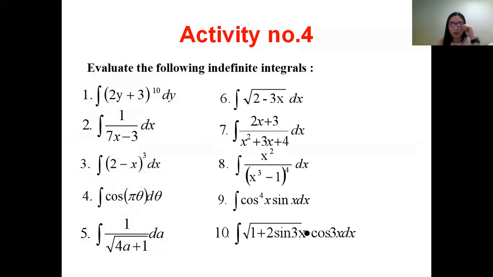After Friday, I will check your answers. Anyway, Saturday, February 6, I will be sending you the answer key of these 10 indefinite integrals, so that you can assess yourselves whether you have understood the topic. So Saturday, I will send the answer key.